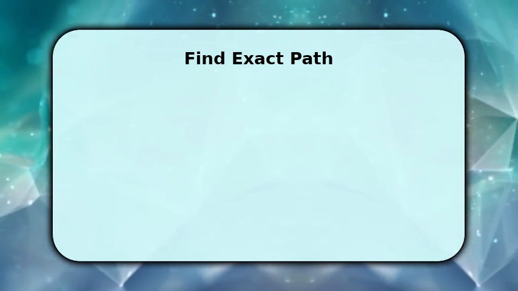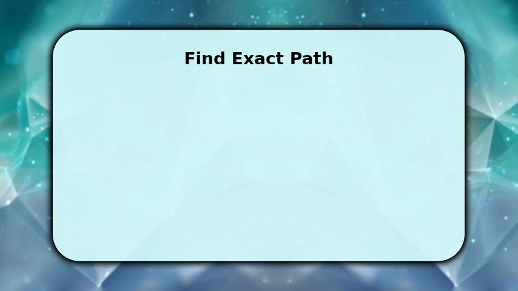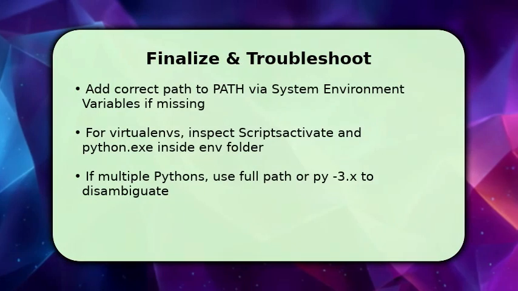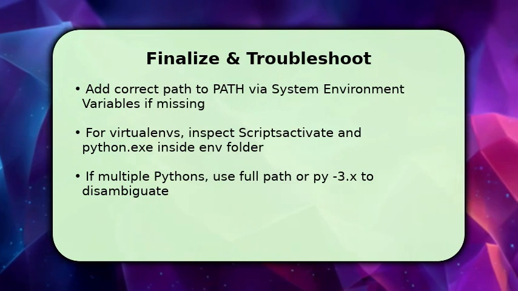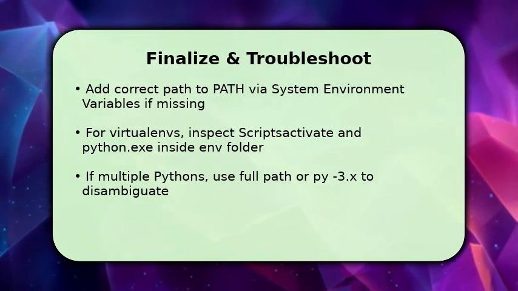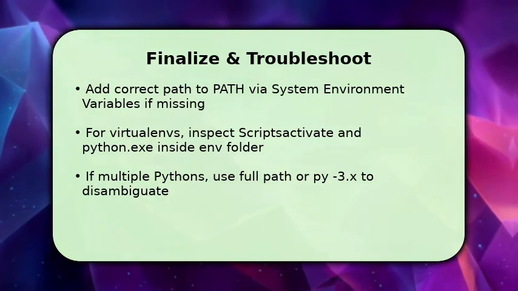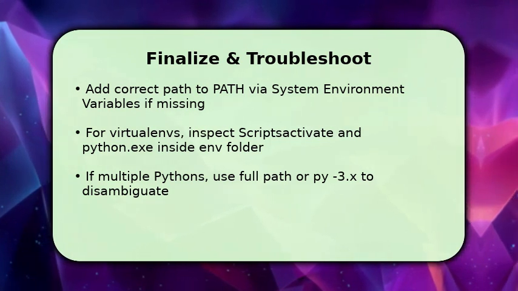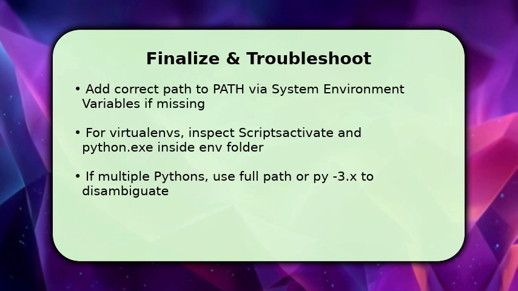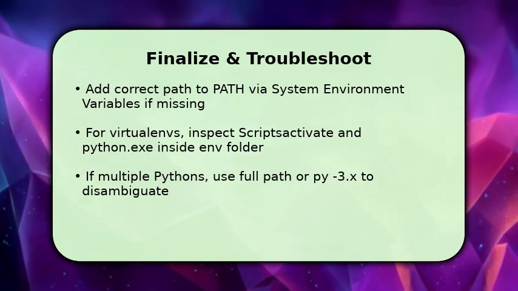Finish by making the installation path permanent. Open System, Advanced System Settings, Environment Variables, and add the folder with python.exe to PATH, then restart terminals. If you use virtual environments, activate them and confirm the env's python.exe location in the Scripts folder. Once done, test with full path execution to be sure.